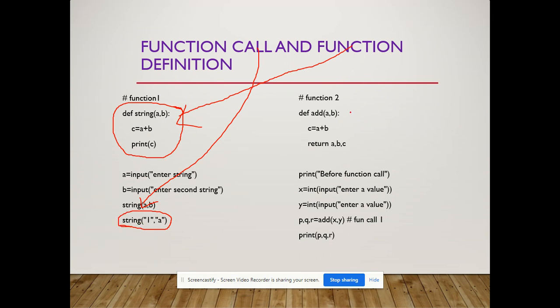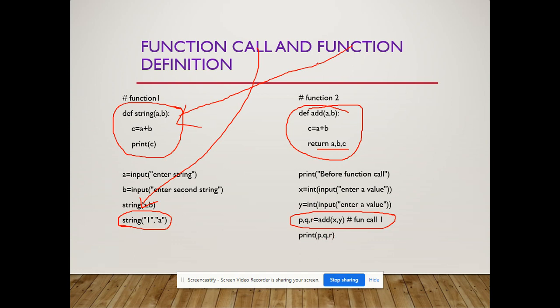Let us see the second function. What is this function actually? This is a function to add two numbers. This part is said to be function definition. And where is the function call? Yes, this statement is said to be function call. If you observe, p q r is equal to add of x y is written. Why? Because this add function is returning three variables a, b, c. So in order to hold those three values returned by this function, we are taking p, q, r, right?